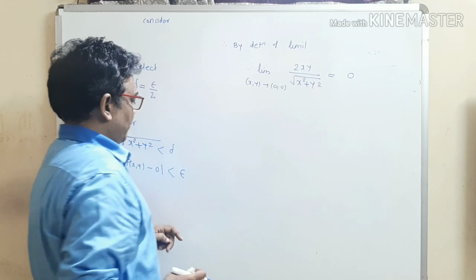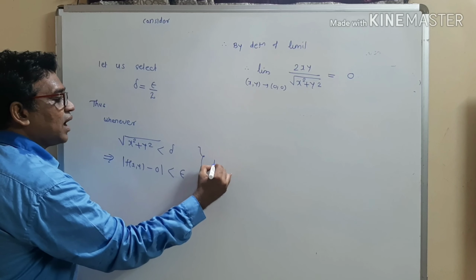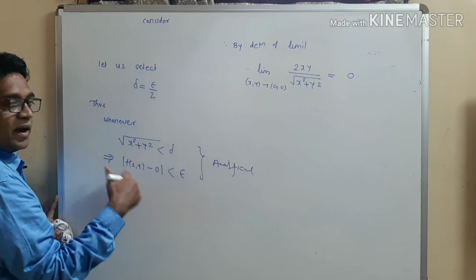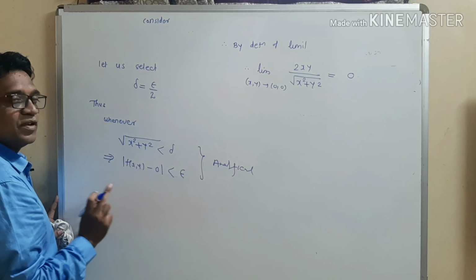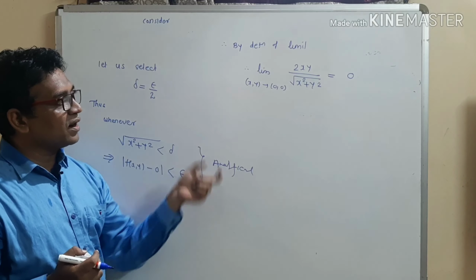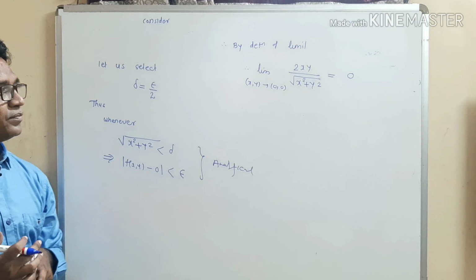So remember, this method is called the analytical method. This is the analytical method for finding the limit 0. By this method only we can show that 0 is the limit of that particular function.